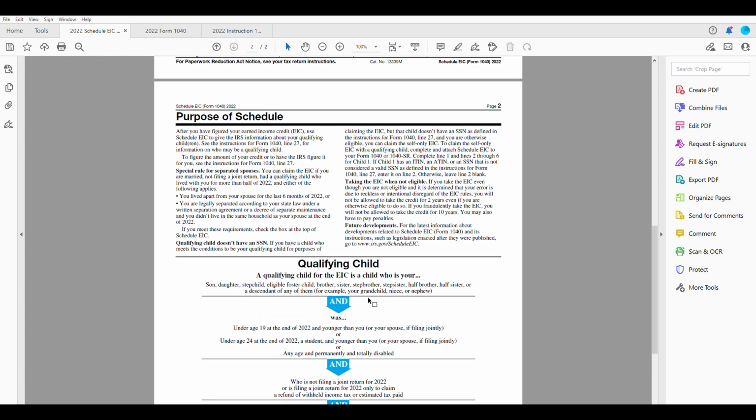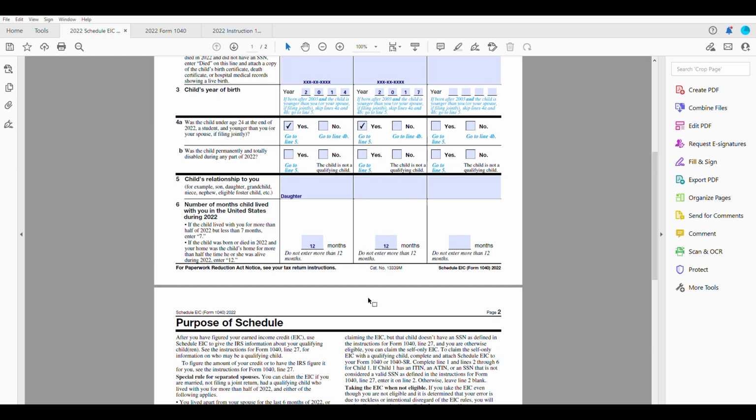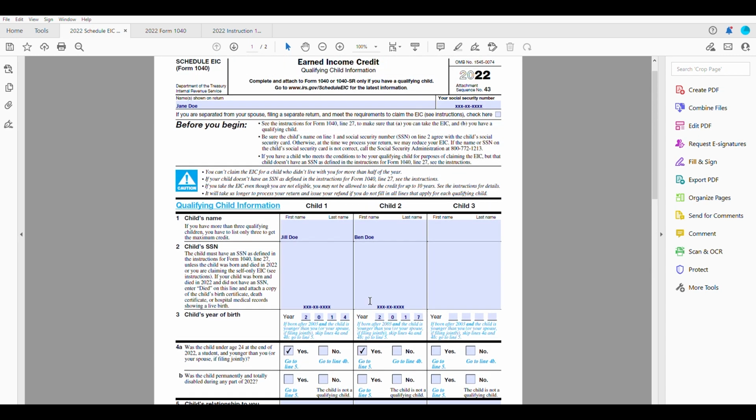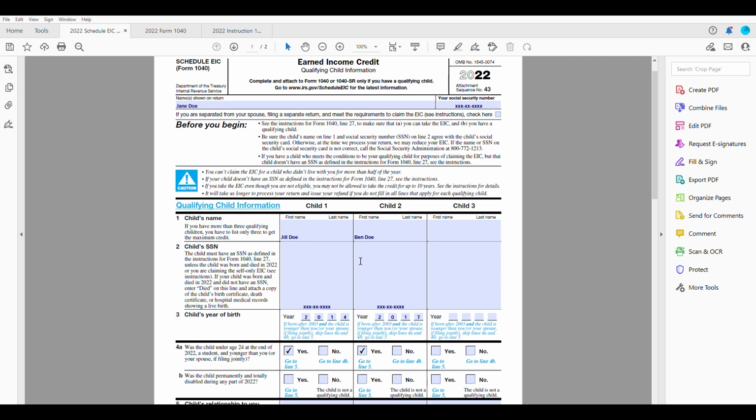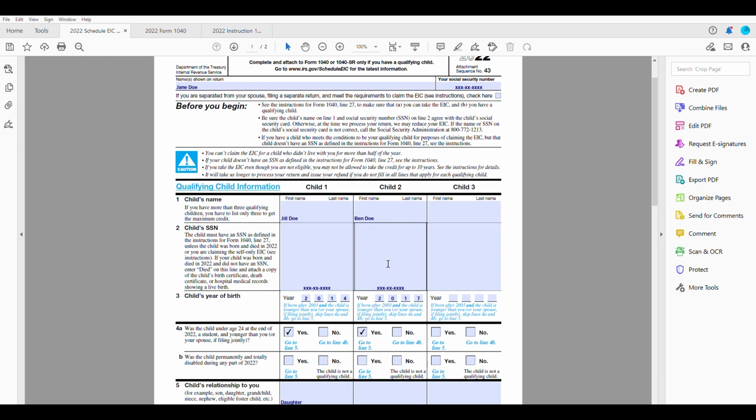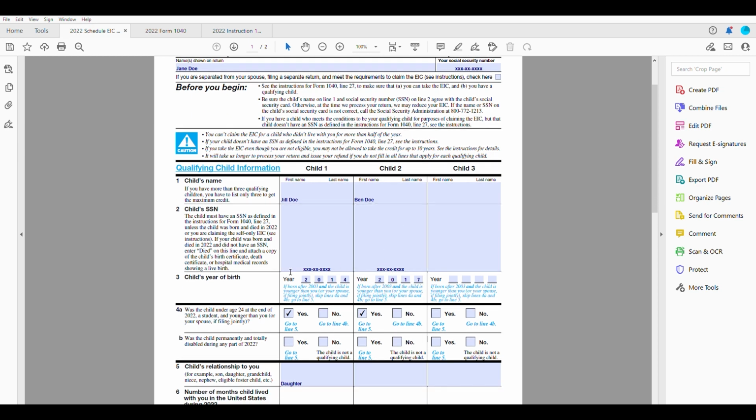Let's go back up to the beginning of this Schedule EIC. In our example, we have Jill and Ben, who are both considered qualifying children because they are younger than their parents, obviously, and they're 8 and 5, so they're under 19. You put the children's names here, in child 1 and child 2, we have Jill and Ben. You put their Social Security numbers on line 2. On line 3, you put the year in which they were born, 14 and 17 for these children.